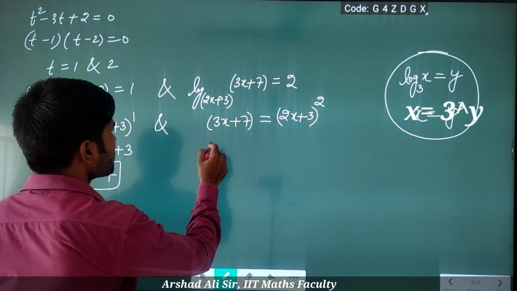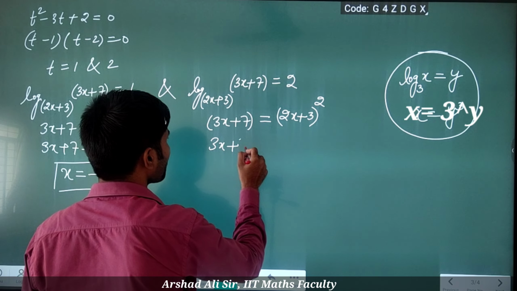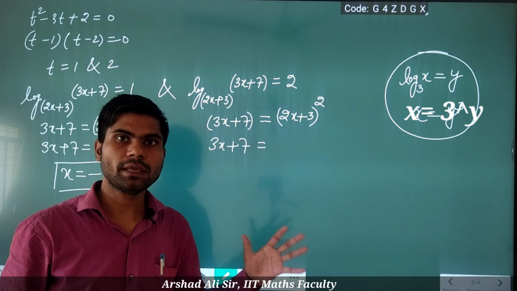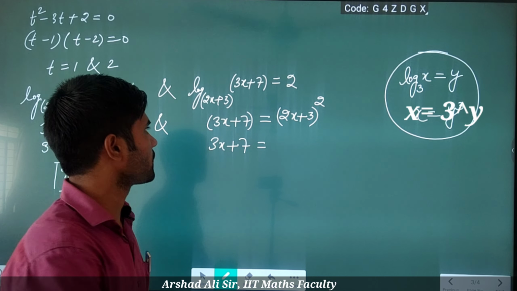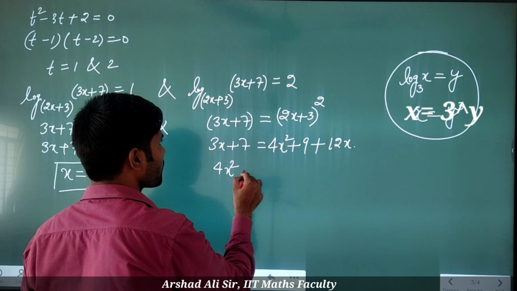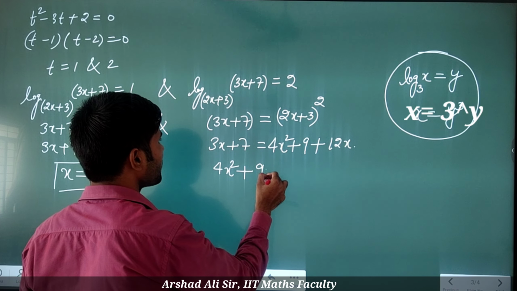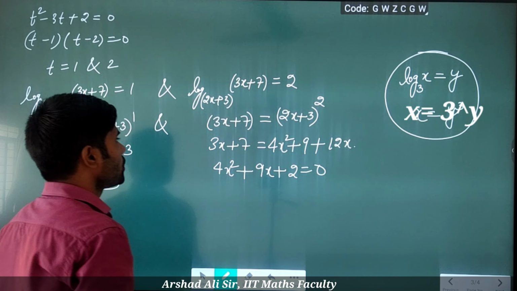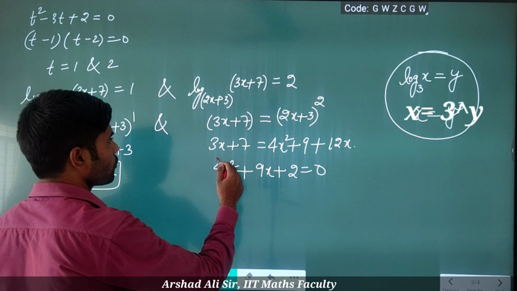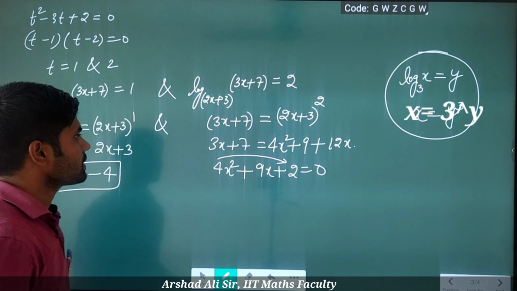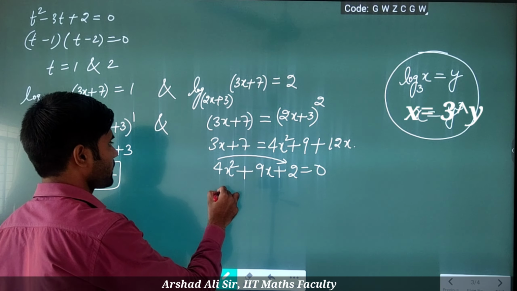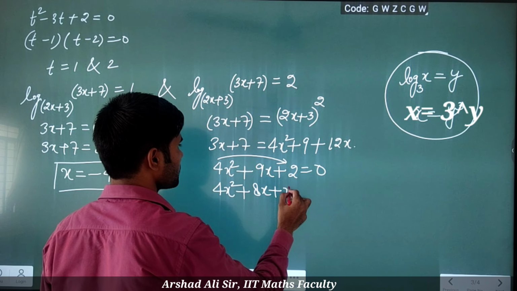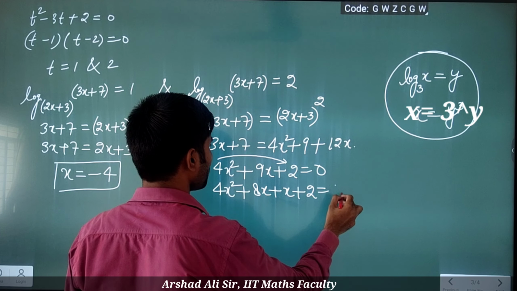Okay, after this 3x plus 7 is equal to 2x plus 3 whole square. So with the help of the a plus b whole square formula, we can easily open this one. So 4x square plus 12x minus 3x, it will be 9x, and 9 minus 7, it will be 2. It is equal to 0. So now it is a quadratic equation. So 4 times 2 is 8, 8 and 1, 8 plus 1 is 9. So factors are possible. So 4x square plus 8x plus x plus 2 is equal to 0.